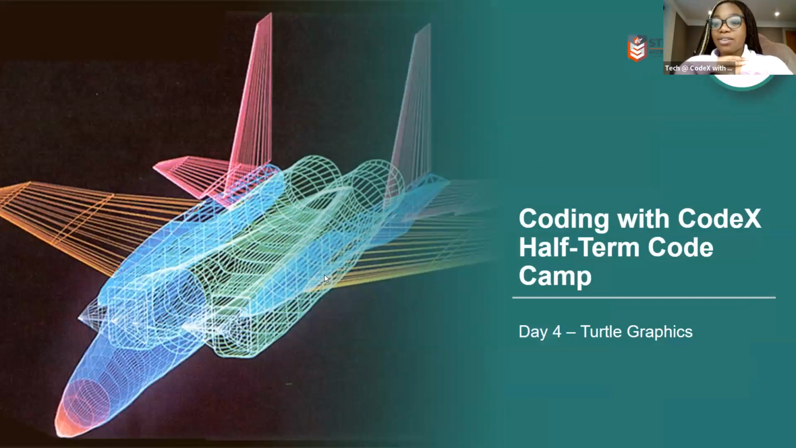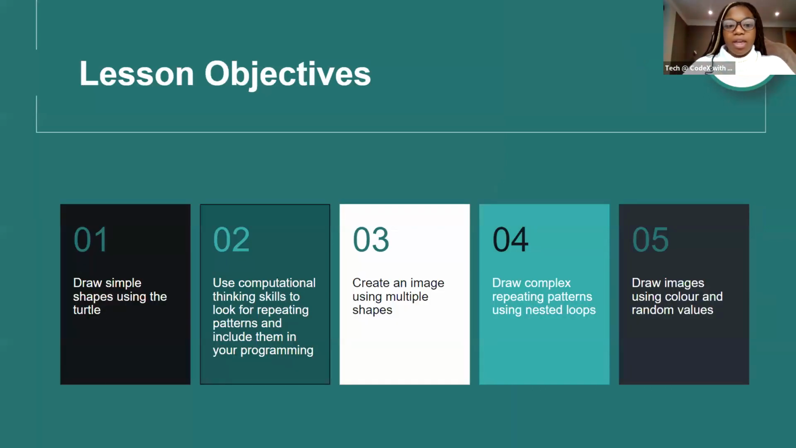Okay, welcome to day 4 of the half-term coding camp. Today we will be doing something called turtle graphics. So essentially, you guys will be drawing shapes with Python. Python is great in that sense because you can use it for multiple things. You can use it for drawing images. You can use it to make games. That's why we love Python.